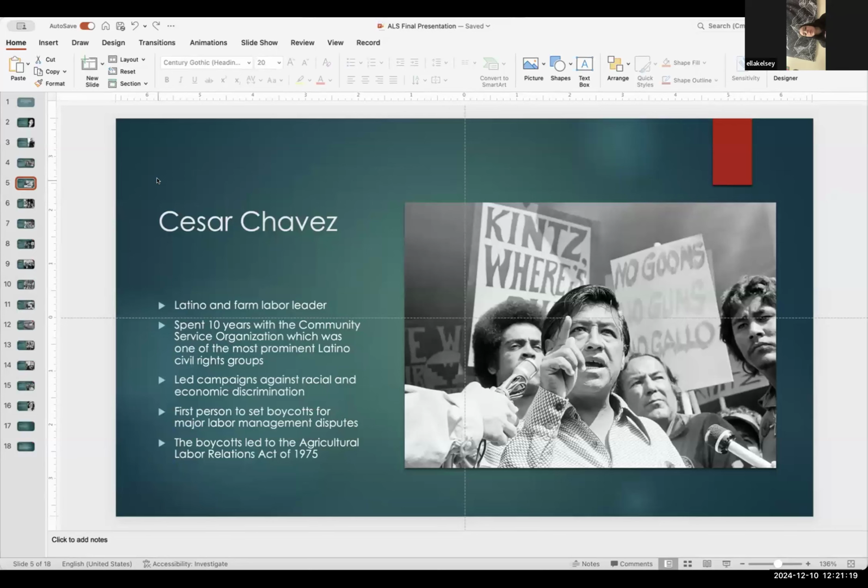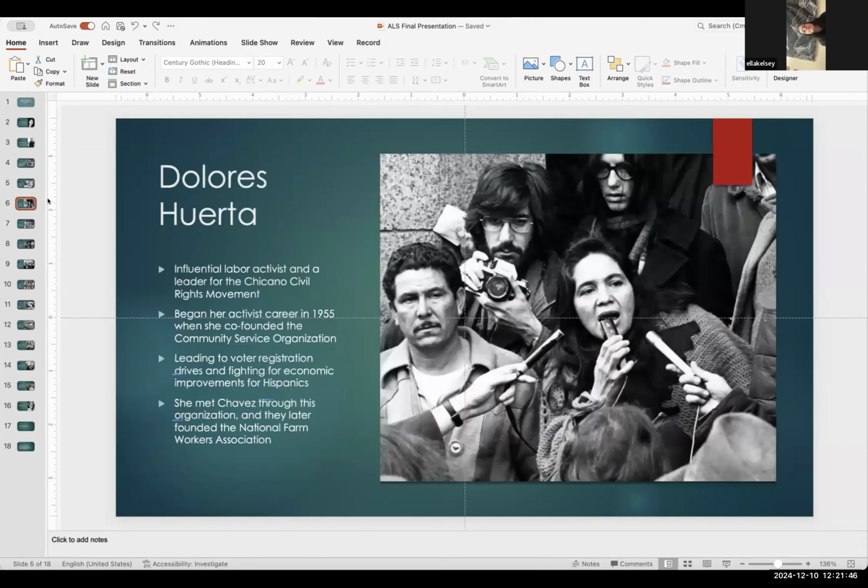Cesar Chavez was a Latino and farm labor leader. He spent 10 years with the Community Service Organization, which was one of the most prominent Latino civil rights groups. He led campaigns against racial and economic discrimination, and he was the first person to set boycotts for major labor management disputes, and the boycotts led to the Agricultural Labor Relations Act of 1975.